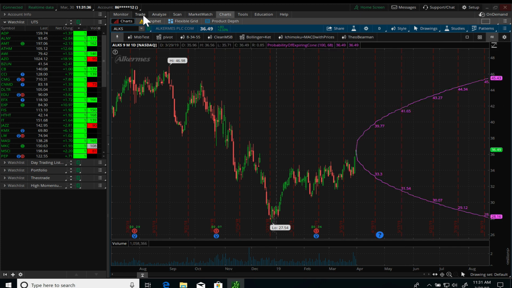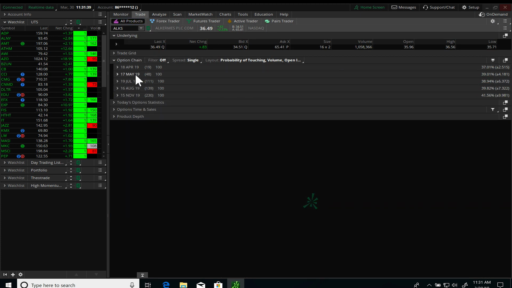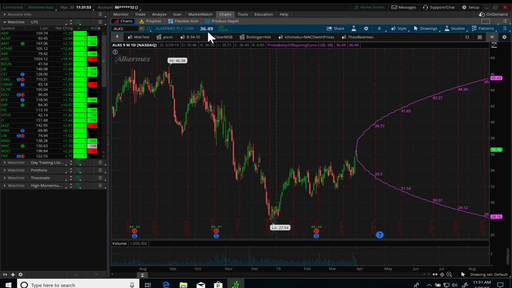Now, if you also go back and look at the trade, you'll see for May, the actual probability is plus or minus $4. So it has an implied volatility of 39, and it can move plus or minus $4. So go back and look at the chart, and the stock is trading at 36.50. So that puts it at about 41-ish area, right?